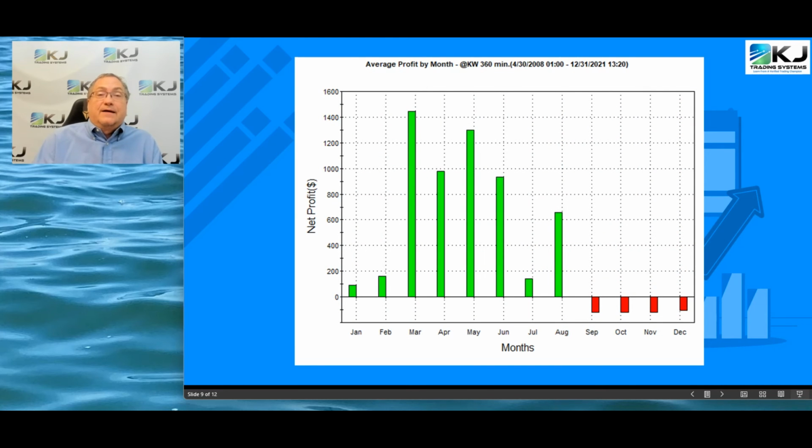One interesting thing digging through that I thought I'd bring up is if you look at the average profit by month, you'll see that September through December, it loses money. Now, a lot of people are probably saying, well, hey, I should just eliminate those months and not trade that strategy during those 4 months of the year. Well, I can tell you, I talk about it in my workshop, that is a dangerous thing to do.